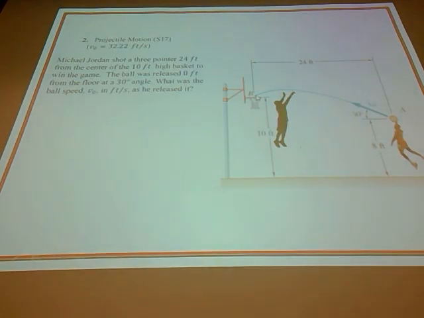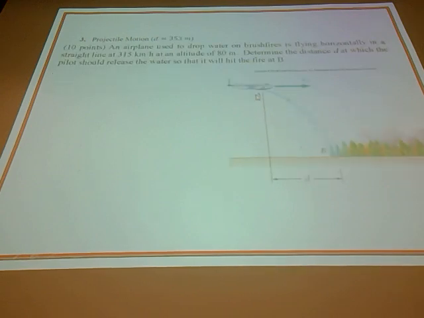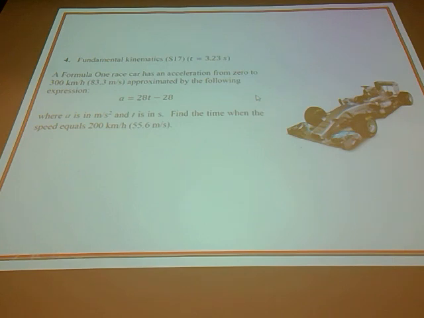There's another projectile motion. I definitely did that because I'm a big Michael Jordan fan. So try here. That's also pretty much the same problem, right? You get the original velocity. Here's another projectile motion problem. Now we want to find out this distance right here. Determine the distance at which the pilot should release the water so that it will hit the fire at B. Right, so another projectile motion.